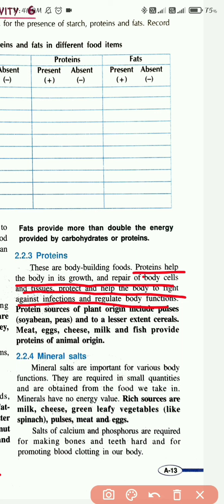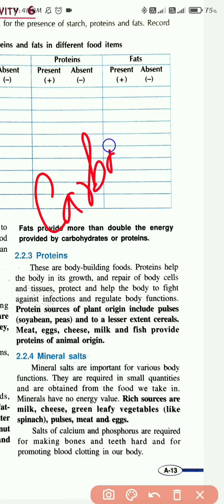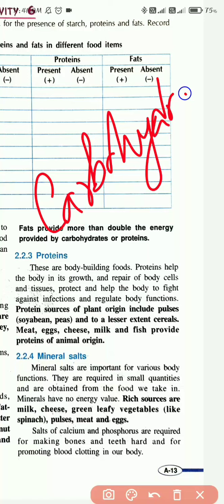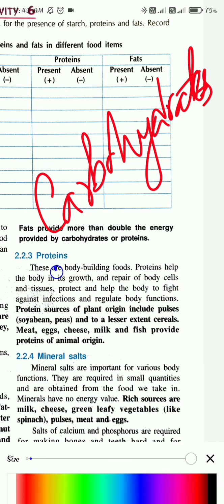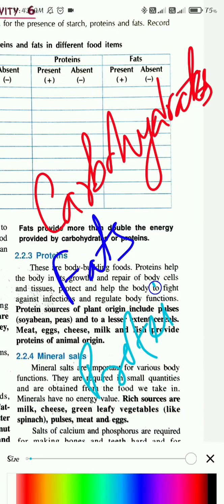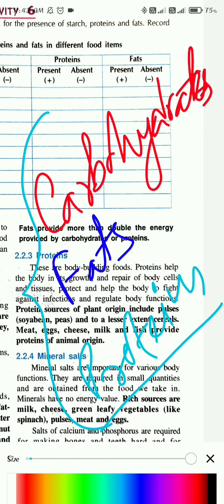So today we have learned about nutrients. What are they? Carbohydrates. We have learned about carbohydrates. Then what is the second thing? We have learned about fats, and then we have also learned about proteins. So we have learned about these three nutrients present in our food and how they help our body.